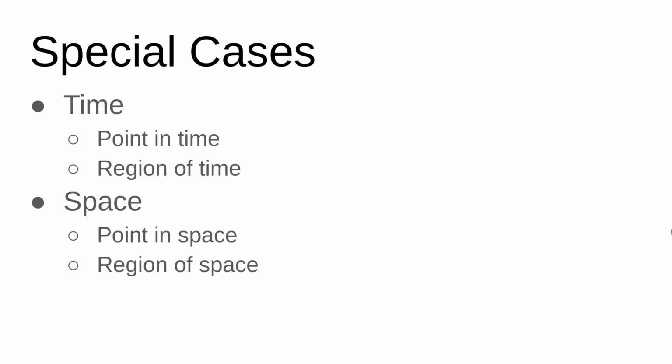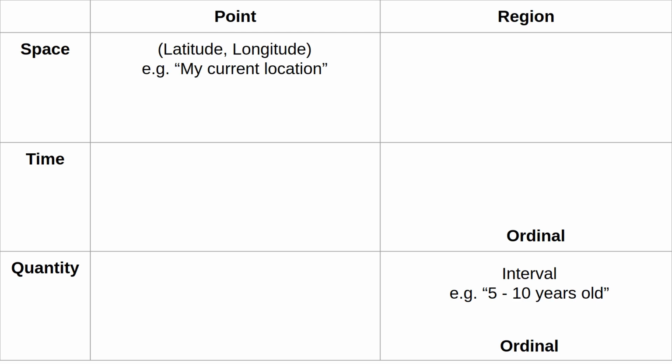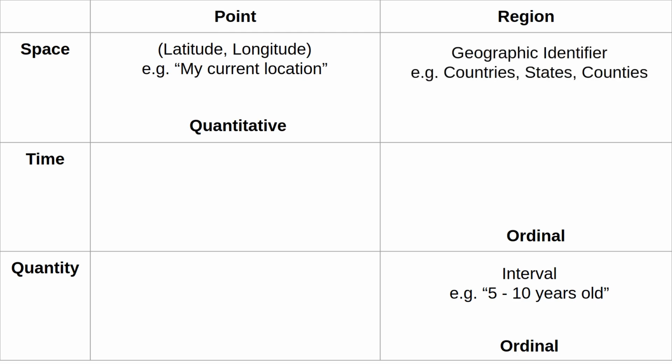So in general, time and space are special cases that can be handled with specific visual interpretations. But a point in time can be treated differently than a region of time. And also a point in space can be given different treatment than a region of space. For example, a country would be a region of space. A point in space would be, you know, my current location, latitude, longitude. You can argue that it's quantitative along latitude and longitude. But again, it has a unique interpretation.